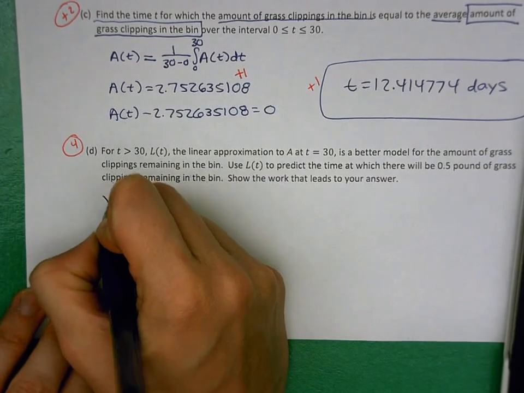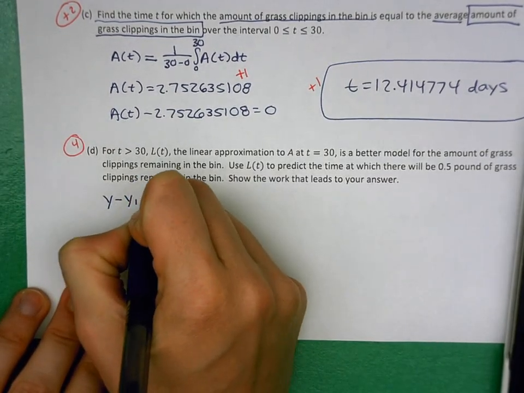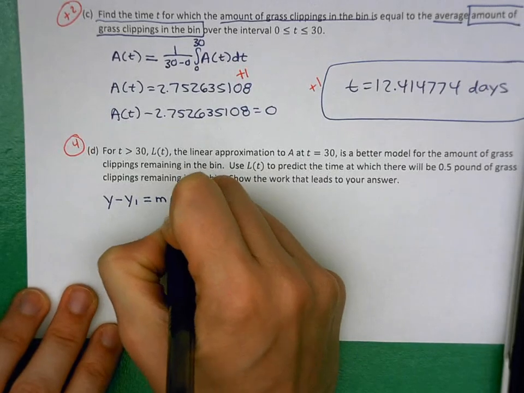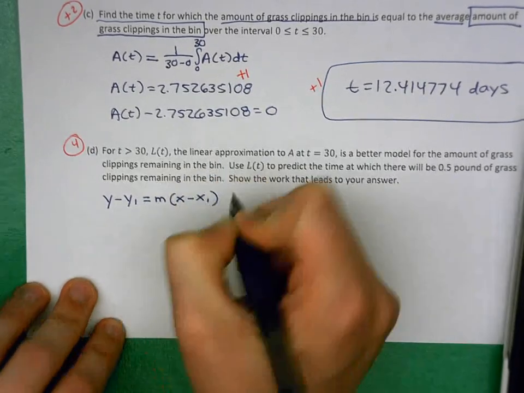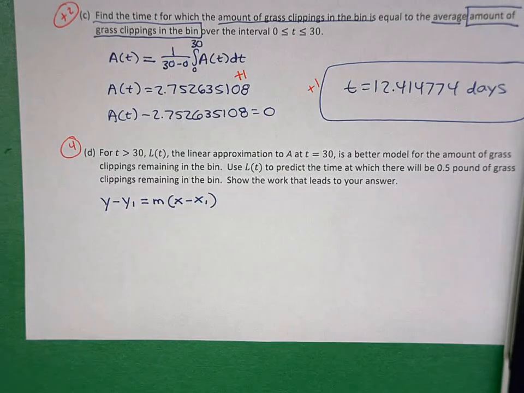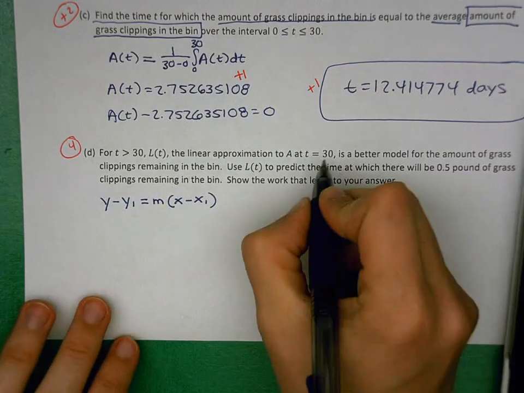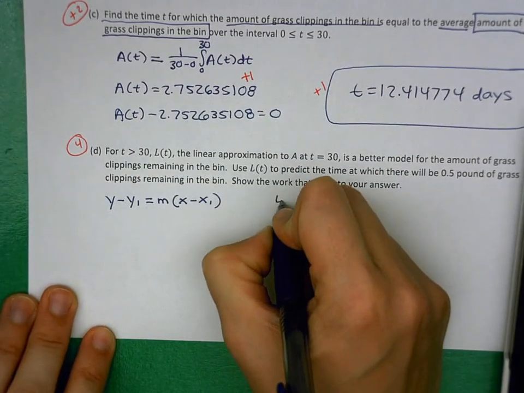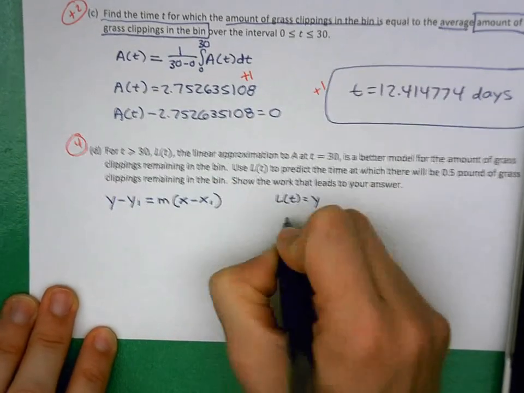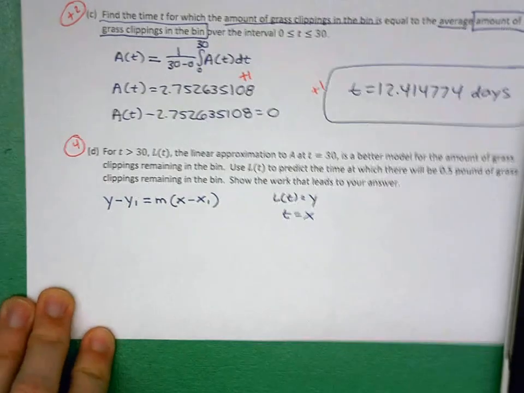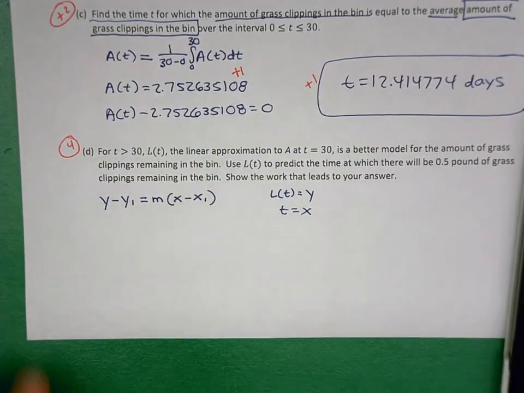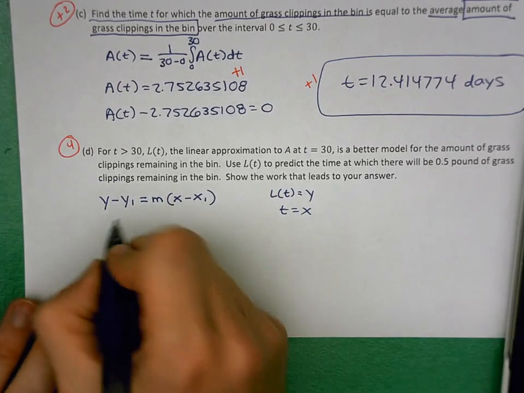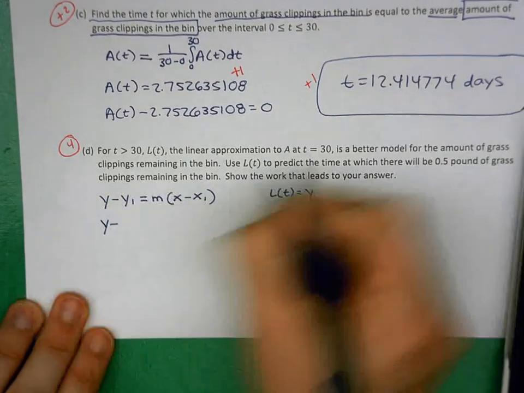Remember, anytime you see that set of instructions, find the equation of the tangent line, something about an equation of the tangent line, you should be thinking y minus y1 equals m times x minus x1. Okay, in this particular case, we're finding it at t equals 30. I don't want to use L of t and t, so I'm going to go ahead and change those to x and y. I prefer using x and y. You can use L of t and t if you'd like. Okay, so t equals 30 is our x1.